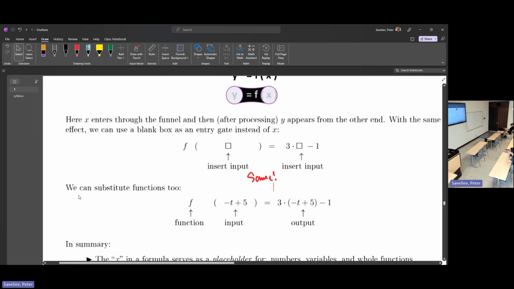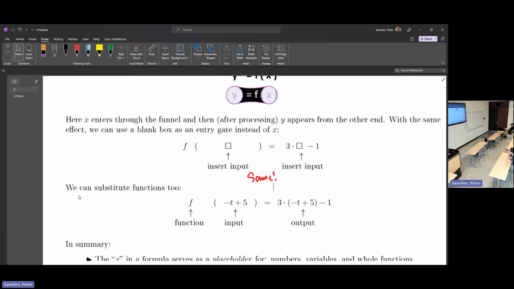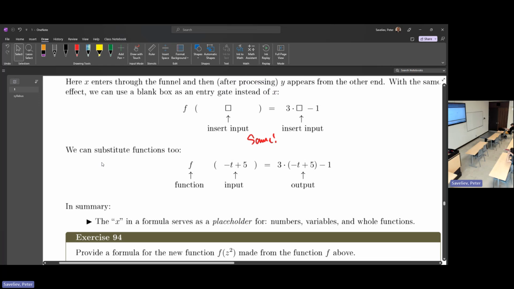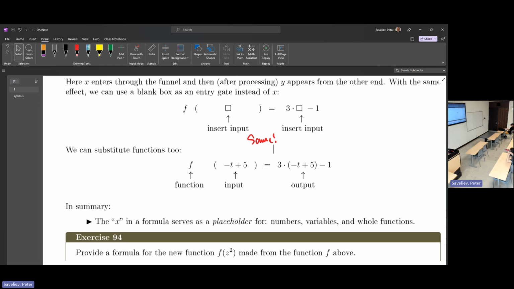But we are not done, because now we can substitute functions too. That's the composition. The input could be a number, but it could be another function, which creates two consecutive computations. Here negative t plus 5 is the input, which means that you start with t, then compute negative t plus 5, and then you get to f. So that's a two-step procedure. Whether we substitute or not, x is a placeholder. You can have a square, literally a placeholder where we type things in, or you have an x everywhere, and that x is the same number. It has to be replaced with the same number in order for the function to work.